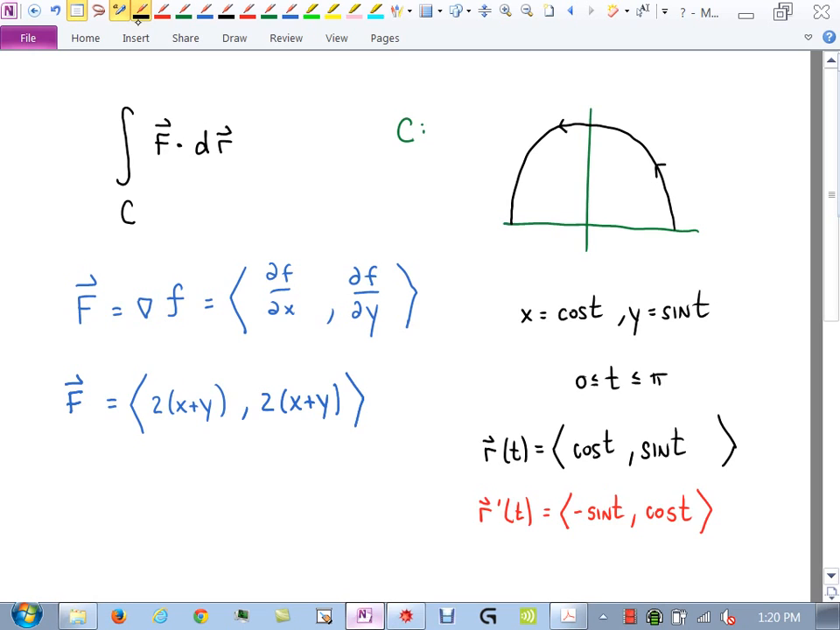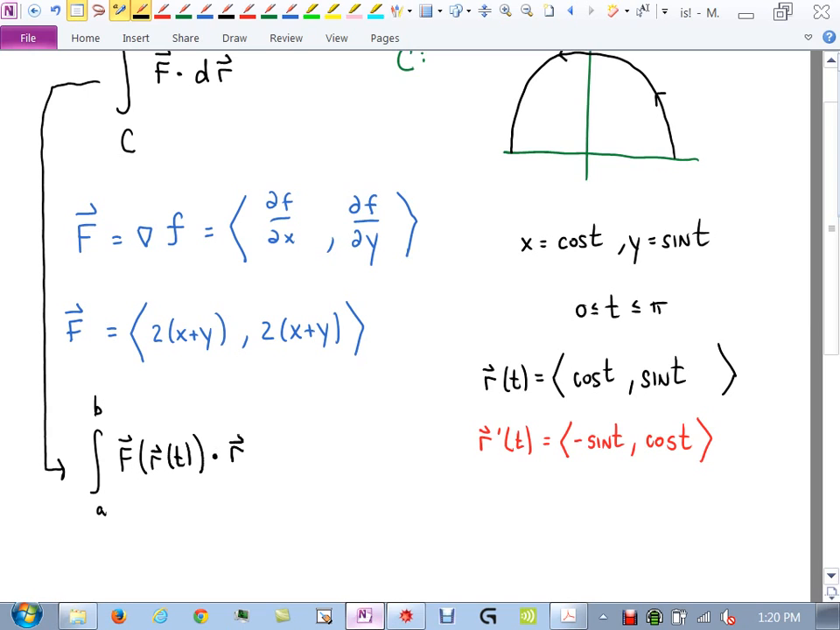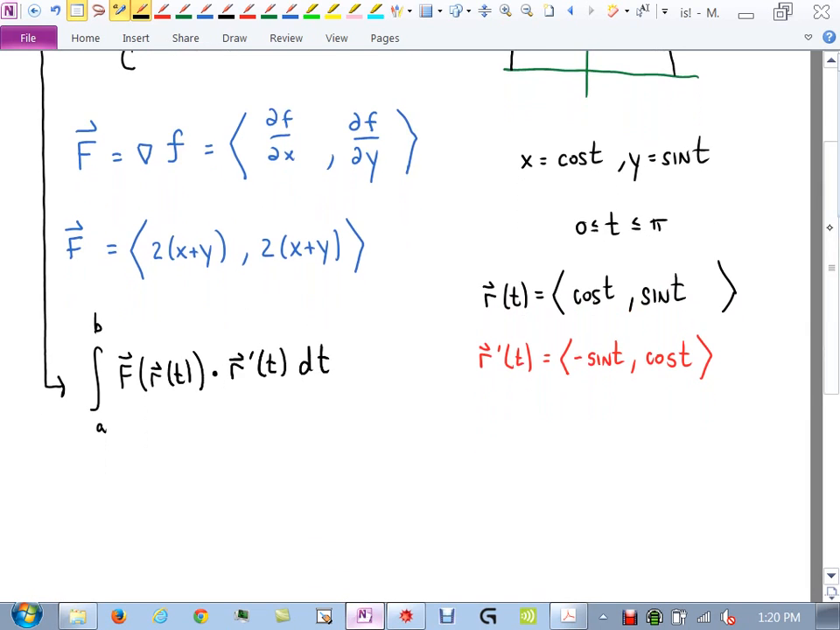Questions? I'm pretty much ready to go here. So this integral will become the integral from a to b of the vector field F evaluated at r of t, dotted with r prime of t, dt. Now it's just a matter of plugging things in.